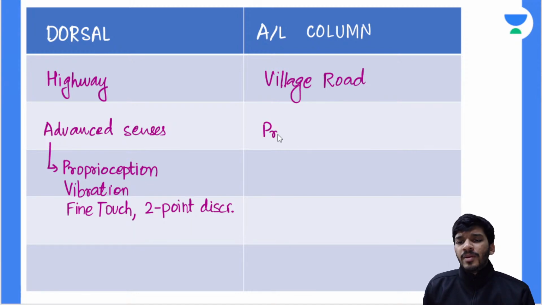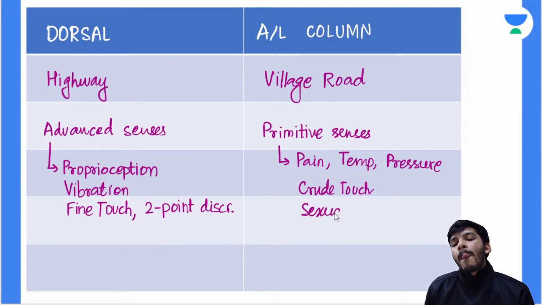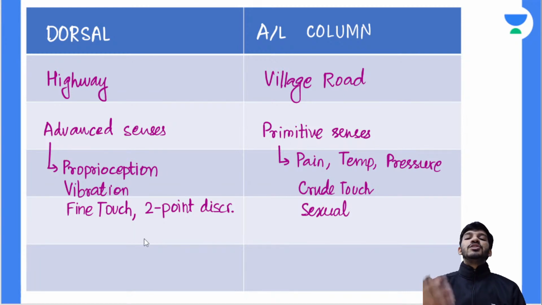Okay, so here you will have primitive senses, lots of them: pain, and now all of these are carried by the anterolateral column. All of these sensations are carried by the anterolateral column.